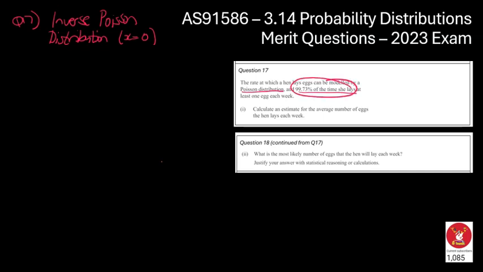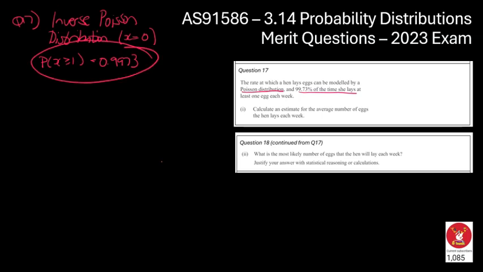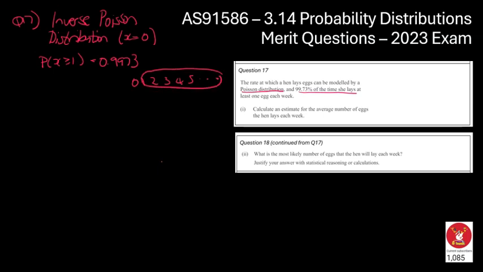But the only issue is I don't have that. I've got the probability of at least 1, so that's 1 or more, isn't it? So I've got the probability that x is 1 or more, and I know that to be equal to 0.9973, but I don't have the probability of x being equal to 0. Luckily for us, when you've got the probability of at least 1, if you think of a number line, 0, 1, 2, 3, 4, 5, and so on, because it could be anything above that, you can use the 1 minus p trick to find the probability of it being equal to 0. So that's what I'm going to do here.